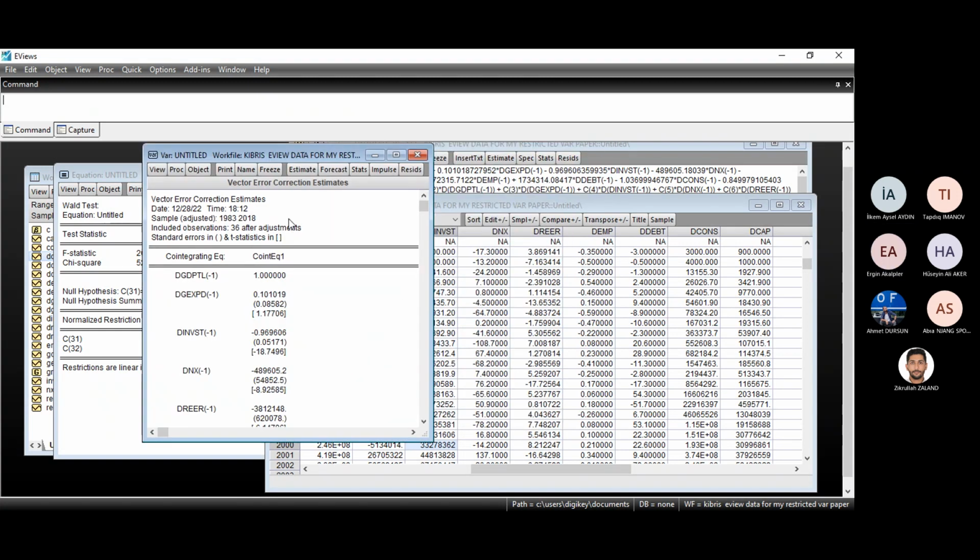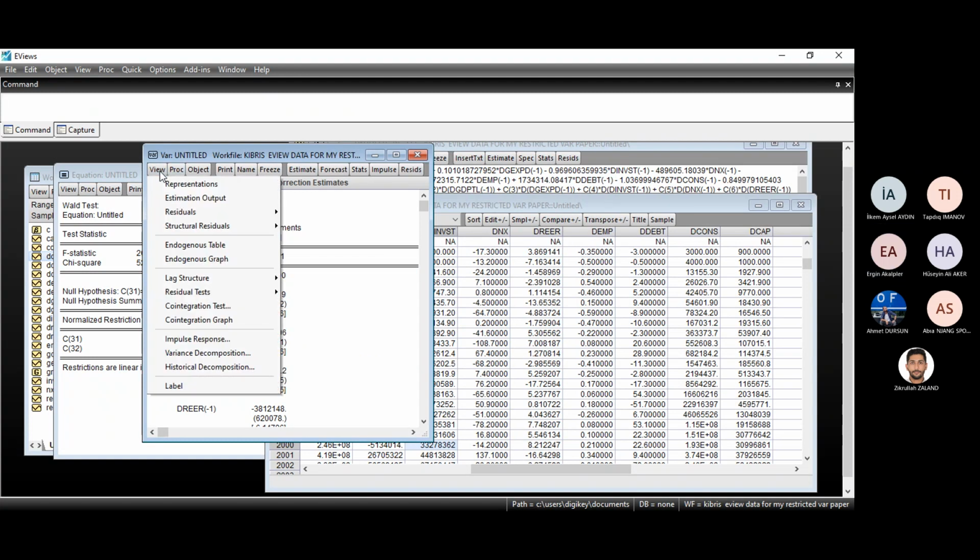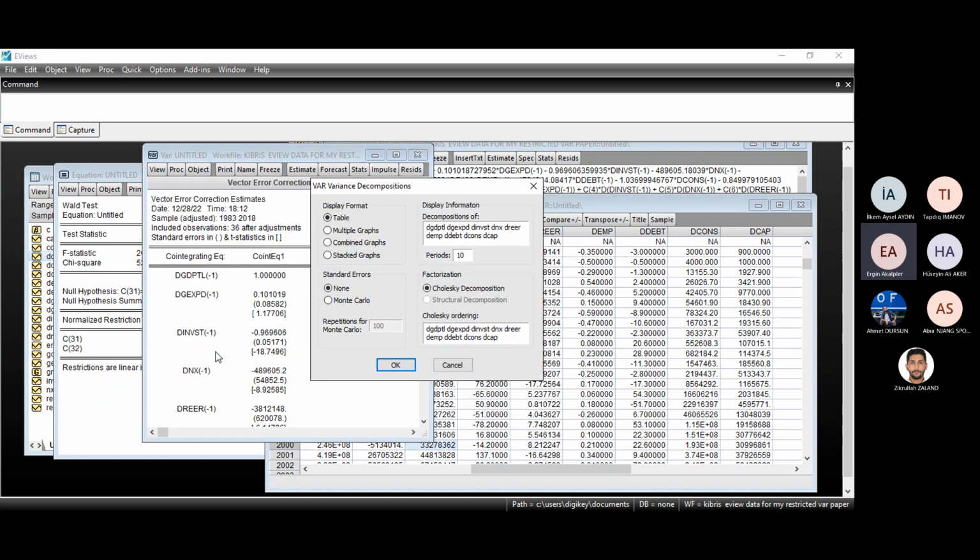Yes. Okay, then here we go to the view. Then you come here, variance decomposition. You click on it. I want the table to do. I have the variables here again as I desired, because you always have to use the same order of the variables for doing this test.